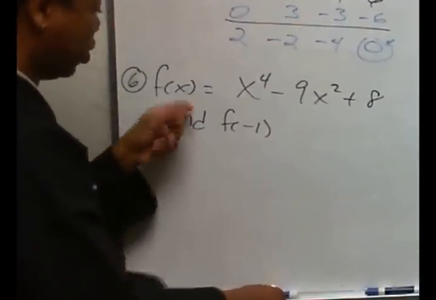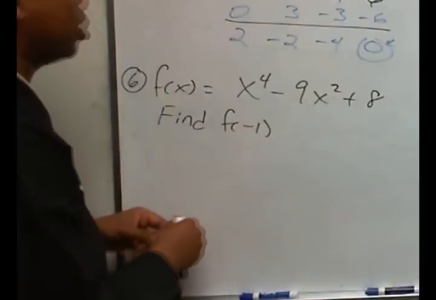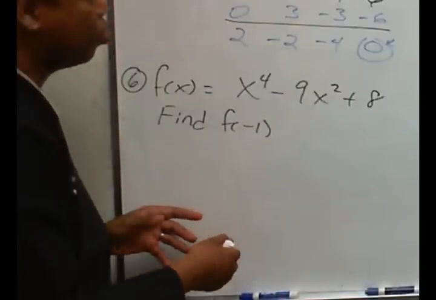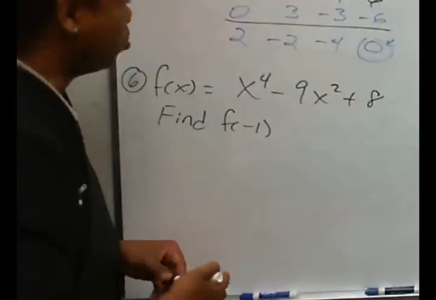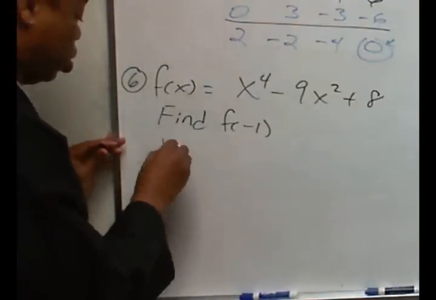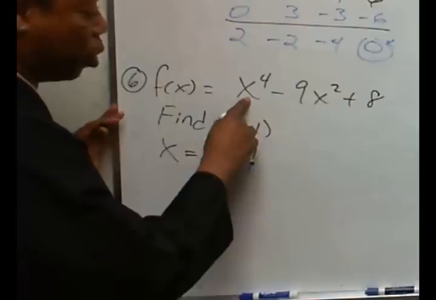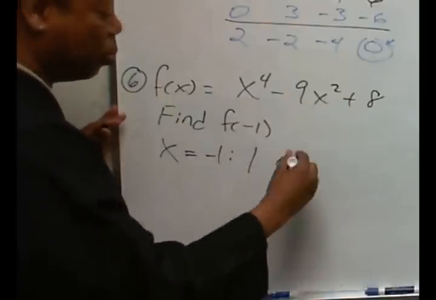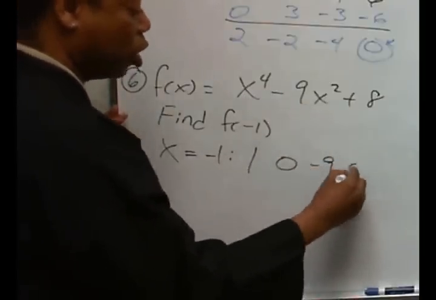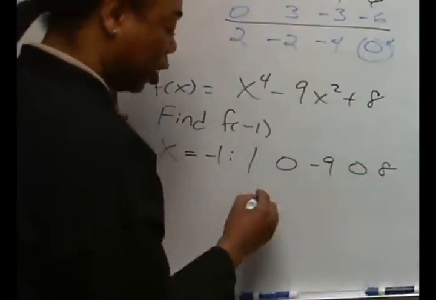Next, I want to evaluate this function for x is -1. And again, I'm going to use the remainder theorem, which employs the synthetic division method. So, x to be -1. The coefficients are 1 for x to the 4th, 0 for my x cubed, -9 for x squared, 0 for x, and 8 for the constant.